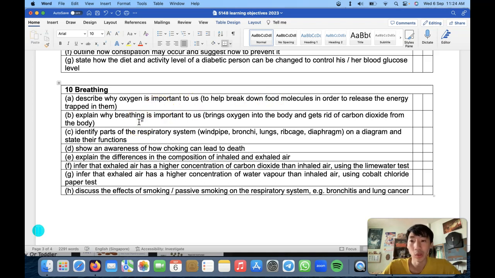Next we talk about why breathing is important. Obviously breathing is important because you need to take in oxygen from the atmospheric air around us and get it into our lungs, and we also need to breathe out carbon dioxide.